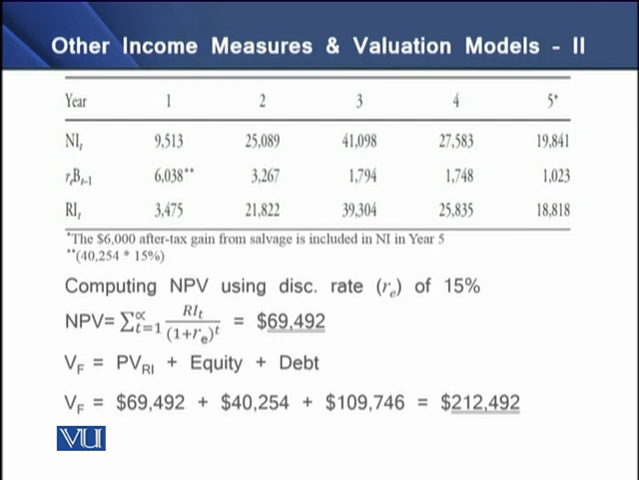Now the net present value of these 5 years residual income comes to 69,492. Now we have equity of 40,254 and debt of 109,746. Adding the present value of residual income to these two values of equity and debt, the full value of the firm comes to 212,492. Again, this is the value that is similar to the value derived through economic profit and the value derived through the basic capital budgeting model.